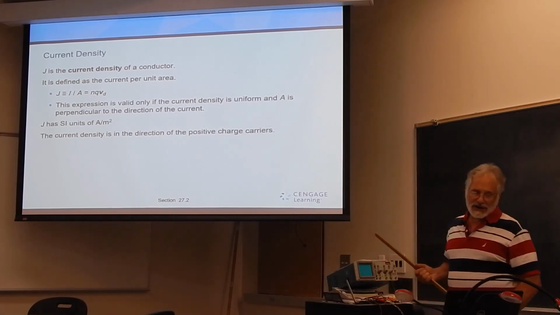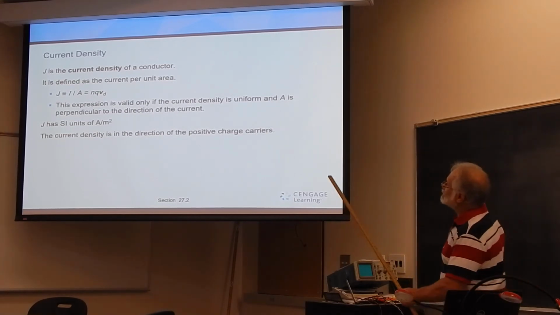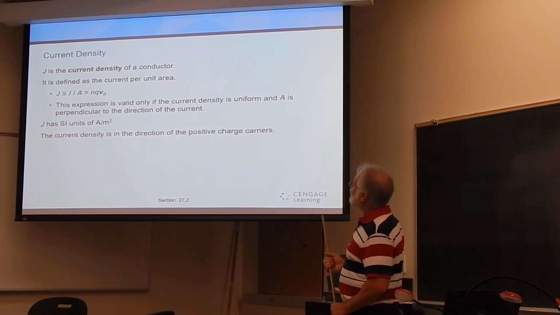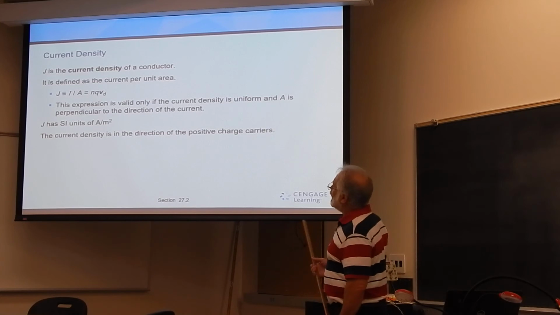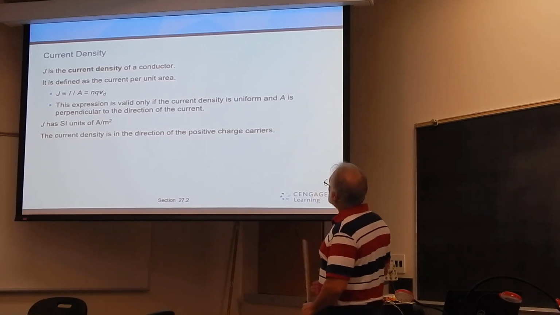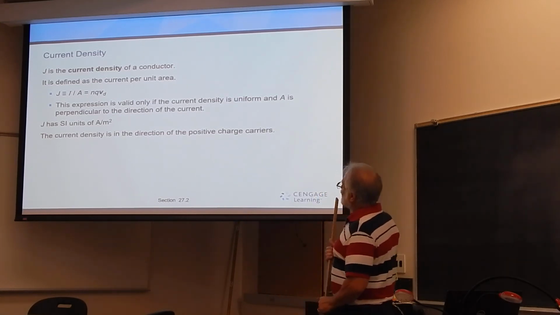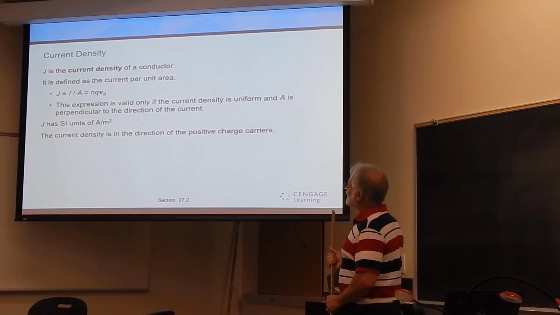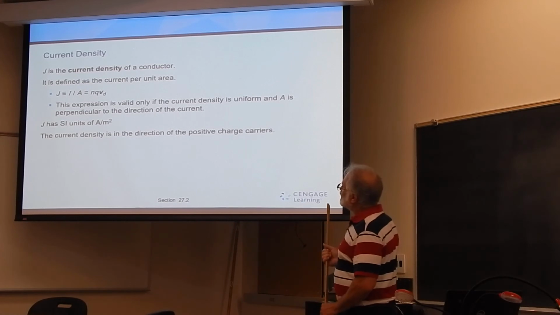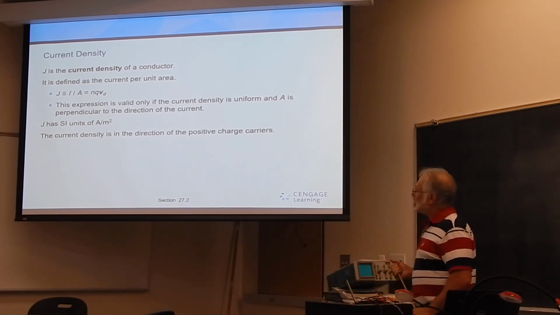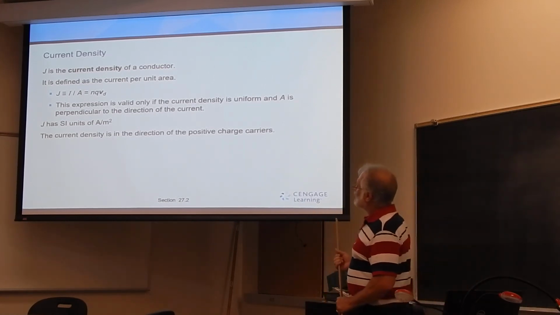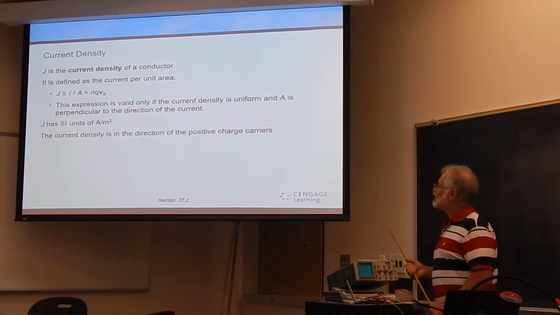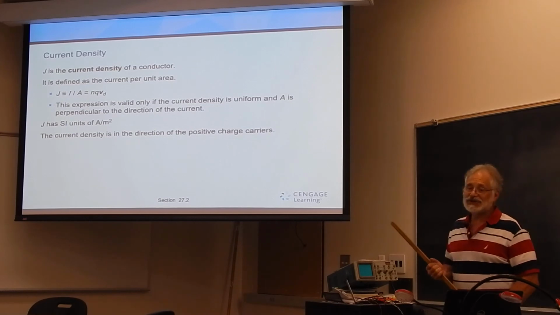We can talk about current density as well. J is defined as the current density, or current per unit area, I divided by A. This is typically valid only if we have a uniform current density and A is perpendicular to the direction of the current. The SI units of current density are amps per square meter. And again, it's always in the direction of positive charge carriers.